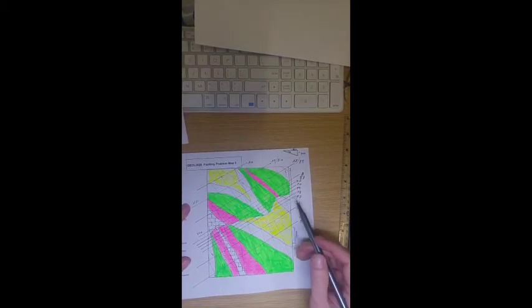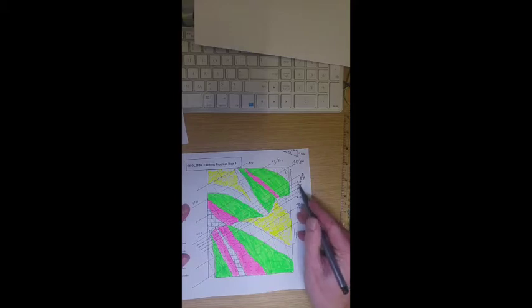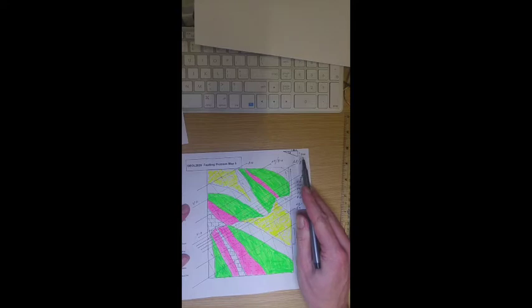Okay, so from the information about the vertical, or the change in elevation of the structural contours, we start at the fault at 700 here. So we go from 700 to 800, that's 100 meters, 200 meters, 300 meters, 400 meters. So our vertical offset is 400 meters.